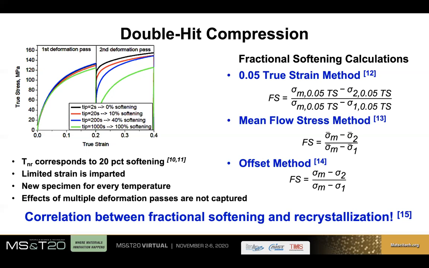The downside of double hit compression testing, however, is that we are limited in how much strain we can impart to a single specimen without excessive barreling. And this is why we use a new specimen for every temperature.